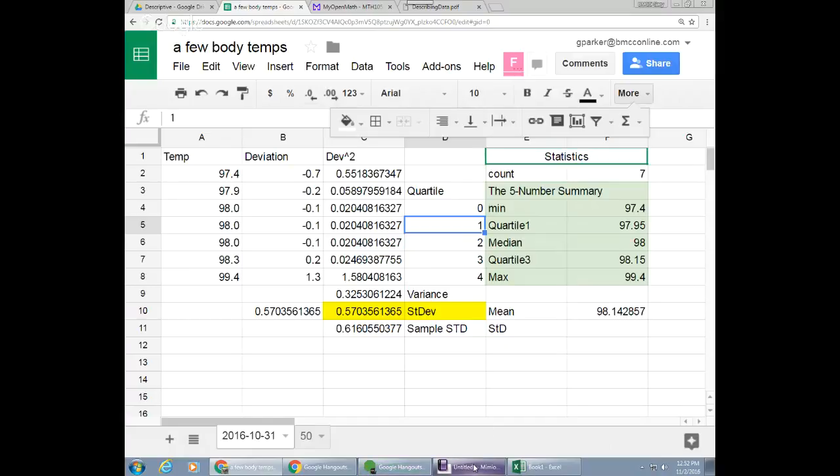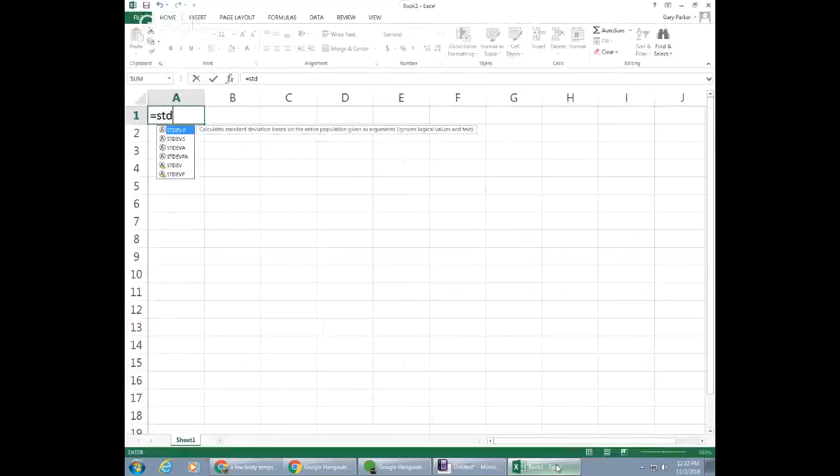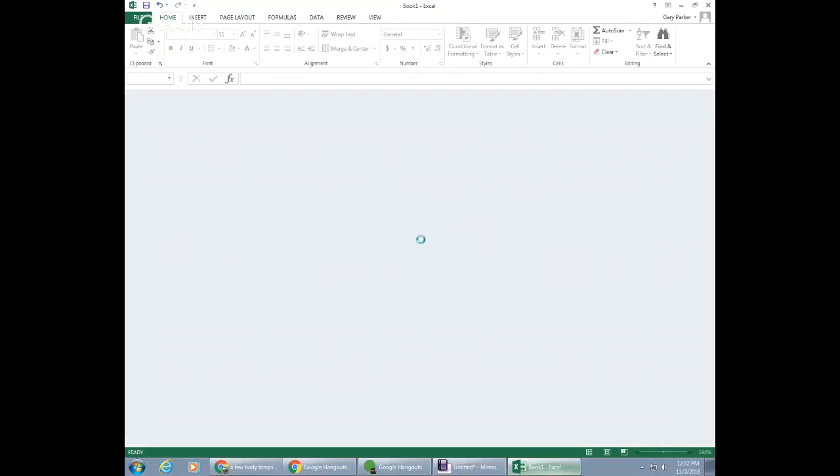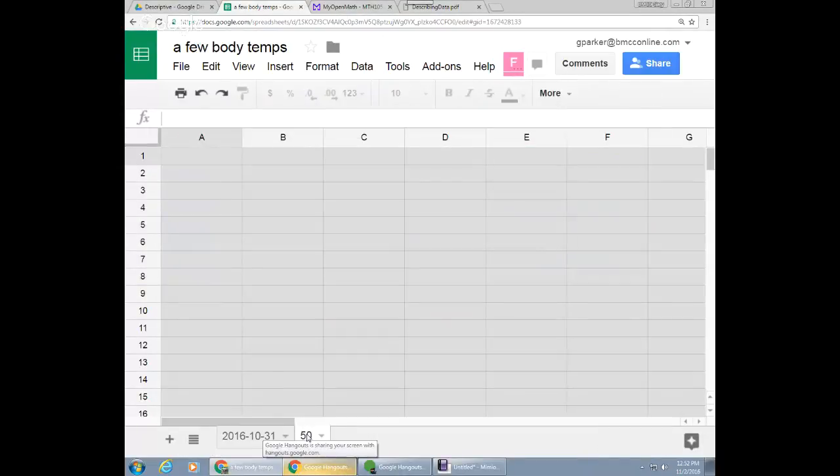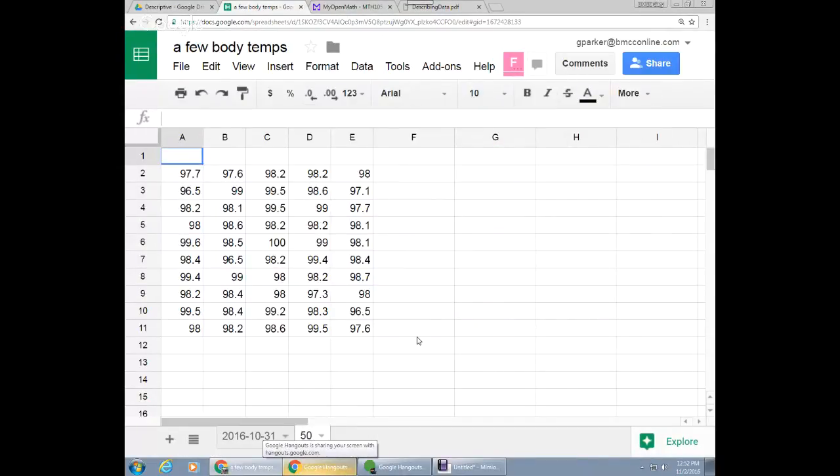So next, we need to take a look at a more exciting histogram. Oops, wrong button. Go away. The problem here is we have too few numbers. So I have a sample of 50 numbers here that I'll mess around with. These, again, are human body temperatures.